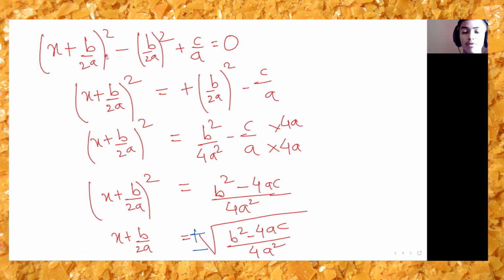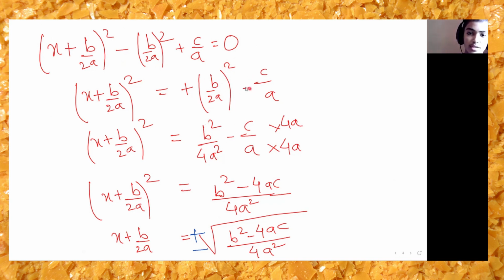Now we will send these two terms to the right hand side, because we need the value of x. So if we send this, minus will become plus and this plus will become minus. So this is what we got. Then again we will expand this b by 2a whole square. So b square is b square and 2a whole square is 4a square. So now we have expanded this.